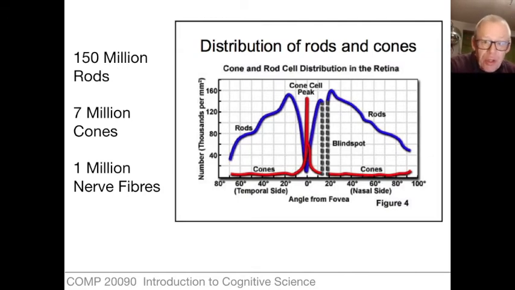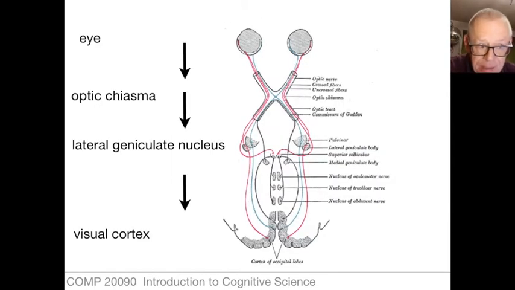Rather, this is the point at which the optic nerve emerges and heads on its way to the brain. There's about 1 million nerve fibers for each eye going towards the brain. And it's to that plumbing we're going to turn next. The plumbing is a bit mad.